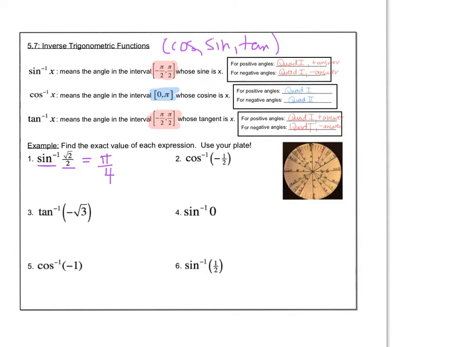For number 2, we're looking for where cosine is -1/2. So again, for cosine, this is where we have to think a little carefully. We can either look in quadrant 1 or quadrant 2. Since it's negative, we're going to look in quadrant 2.